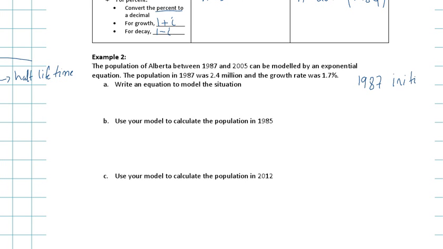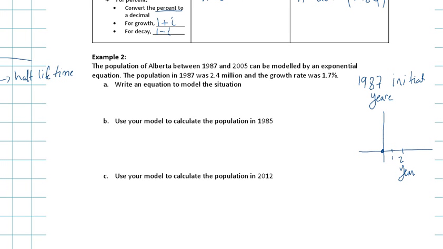So 1987 represents 0, right? If I'm trying to graph here, for the year, I don't do 1987, 1988. I actually do 0 as 1987. 1988 would be 1. 1989 would be 2. You see what I'm trying to say here? So we're going to say that 1987 is our year 0. Okay? So the population in 1987 was 2.4 million.